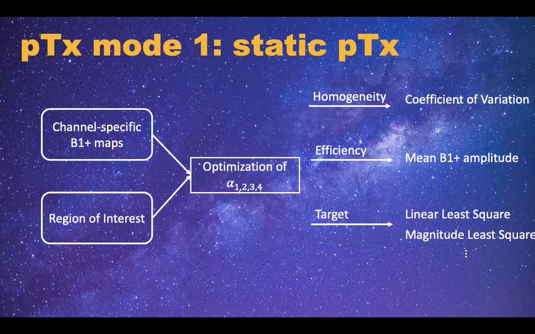Based on different purposes of the static pTx shimming, we can use different objective functions. For example, to increase the homogeneity in the ROI, we can use the coefficient of variation as the loss function. And to increase the efficiency, in other words, to achieve the highest B1 amplitude within ROI, we can use mean B1 amplitude as the objective function. Or more generally, we can design a target profile and use loss function such as linear least square or magnitude least square to match the profile with the designed one.